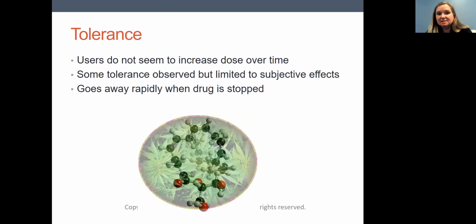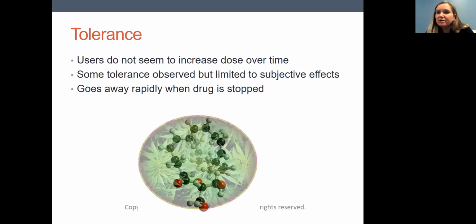What about tolerance? Users do not seem to increase their dose over time, which is a good thing. That seems to indicate that you might get some tolerance, but it's fairly limited. This is very different than the last chapter where we talked about opiate drugs leading to very rapid tolerance within like even a week of use.